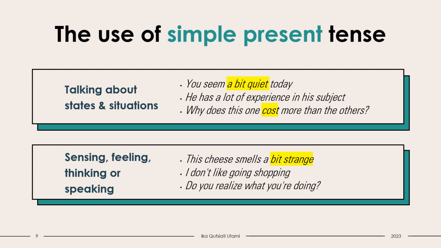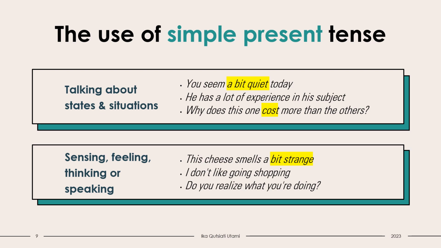Third use, talking about states and situations. We use the present simple to talk about all states in the present. For example, you seem a bit quiet today. Verbs like seem describe states, not actions. Another example, he has a lot of experience in his subject. Or, what does this one cost more than the others?